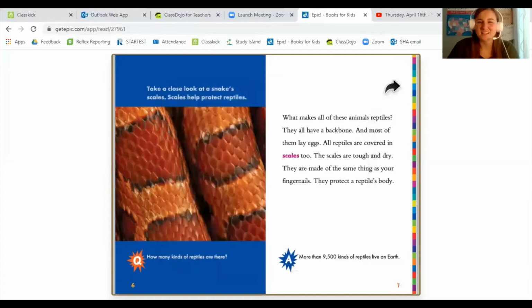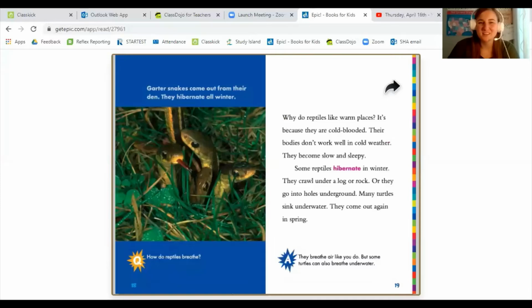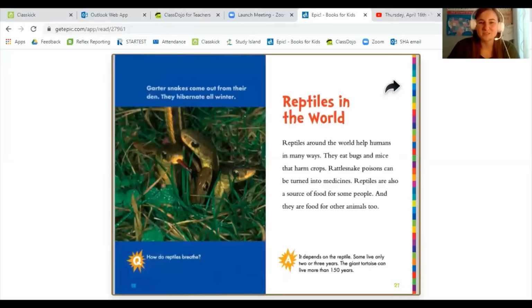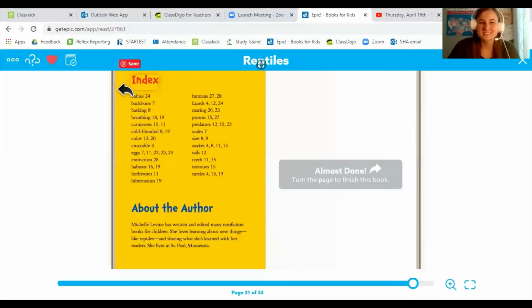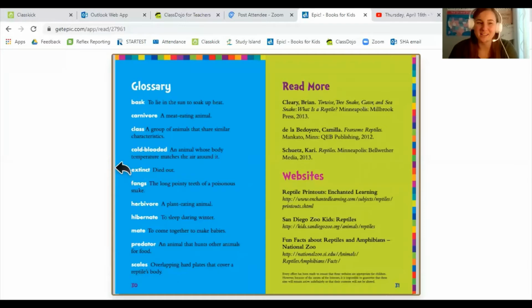Okay, we're going to go back to the glossary. And we're going to look and see if we got close. Scales. Overlapping hard plates that cover a reptile's body. Awesome.